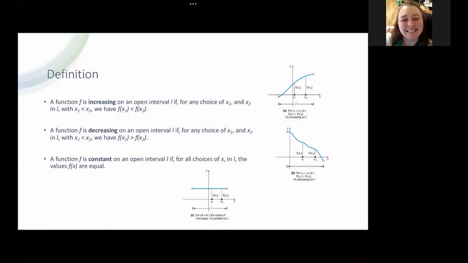A function f is decreasing on the open interval for any choice of x1 and x2 if, as you're going from left to right, so your x is increasing, your f of x1 is going to be greater than your f of x2. Or in other words, we're falling down that hill like we do here. There we go. A function is constant over any interval if for all choices of x, no matter what x you're doing, that f of x doesn't change. So that is going to be your horizontal line, as if you're constant. Okay, that's all there is really between the increasing, decreasing, and constant.